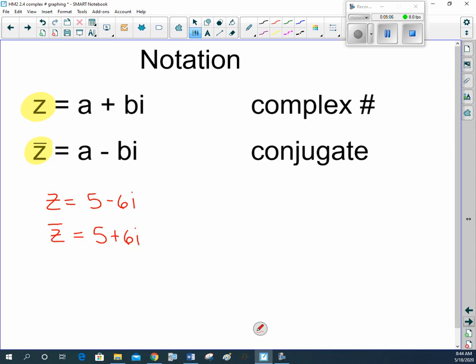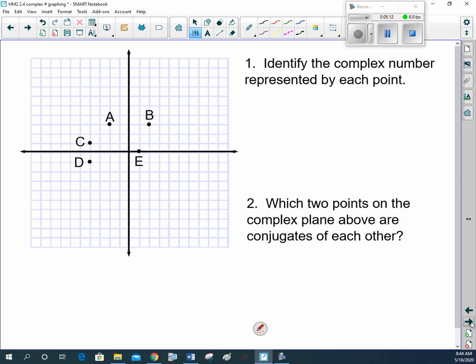So that's just notation that you have to know. That line above it means conjugate. All right, so over here it says identify the complex numbers represented by each point. So we've got 5 letters, so A, B, C, D, and E.